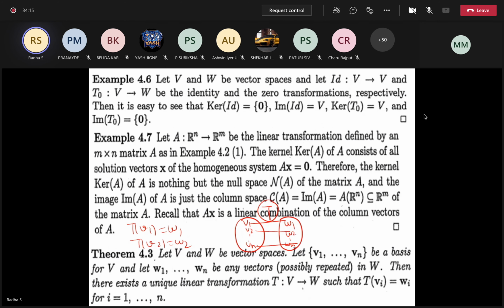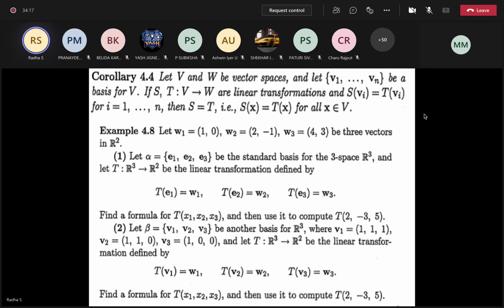Okay, see this example very carefully. W1, W2, W3 are given as 3 vectors in R square, right? First part now I'm going. This is general, common for both the questions, right? So just remember what W1, W2, W3 are.